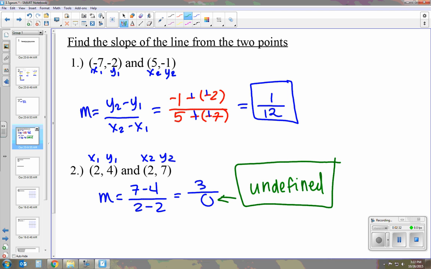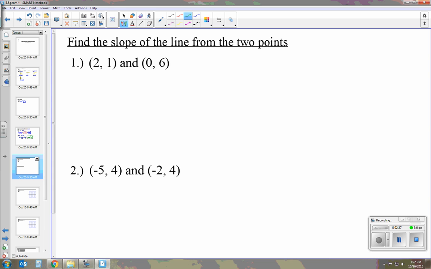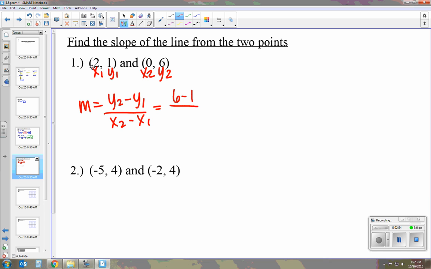Let's look at a couple more problems for slope. Once again, we label our points. X sub 1, y sub 1, x sub 2, y sub 2. Write our slope formula. And then plug in. So we have 6 minus 1 over 0 minus 2. And that gives us 5 over negative 2. So our slope is negative 5/2.